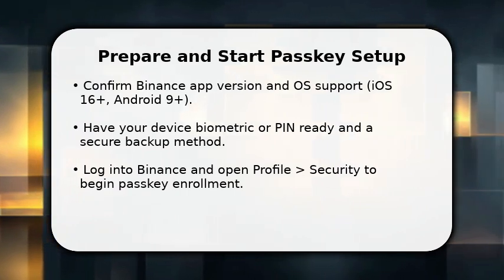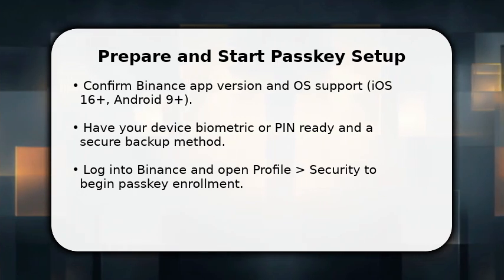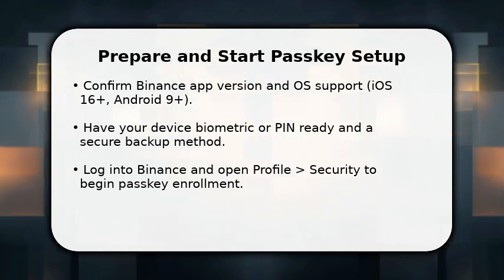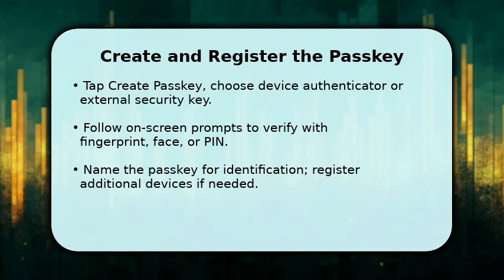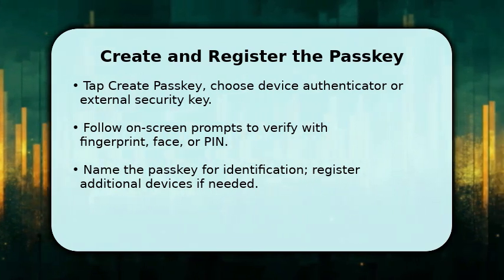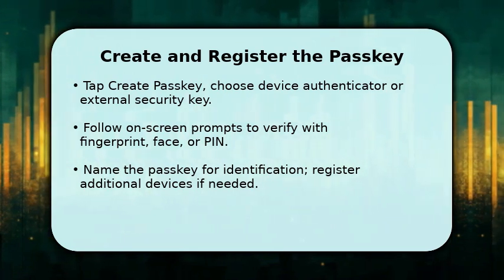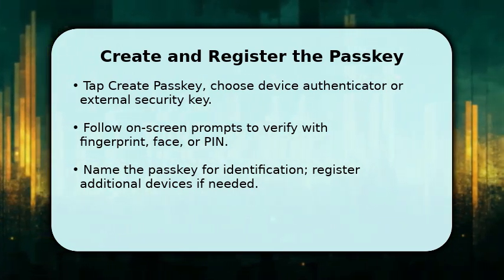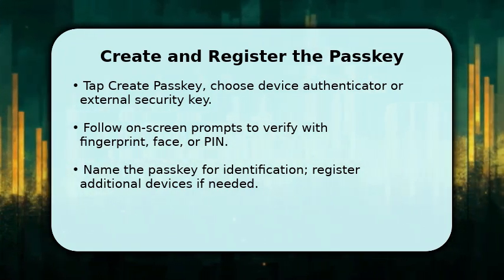If you have multiple devices, pick the one you'll use daily and also set a recovery method so you don't lose access. You now create the passkey. Select Create Passkey and choose either your device's authenticator or a hardware security key. When Binance prompts, complete the platform verification. Use fingerprint, face unlock, or device PIN to generate and register the credential.